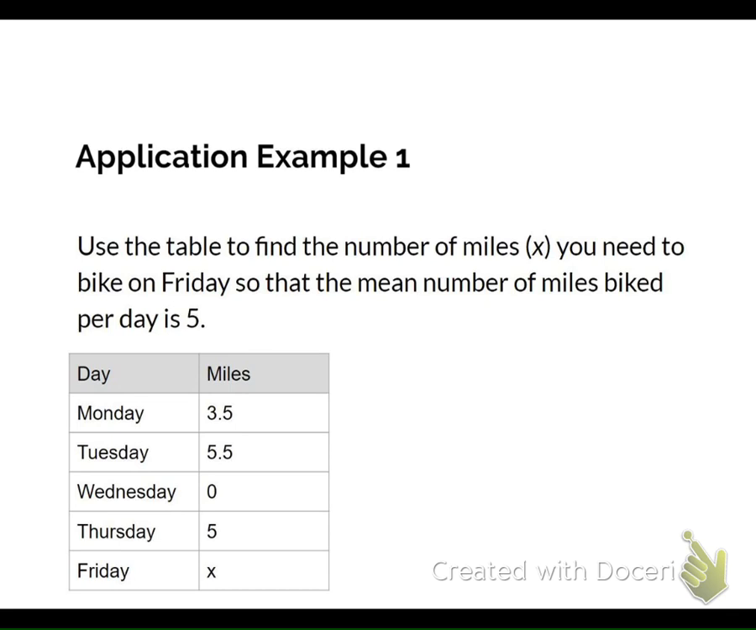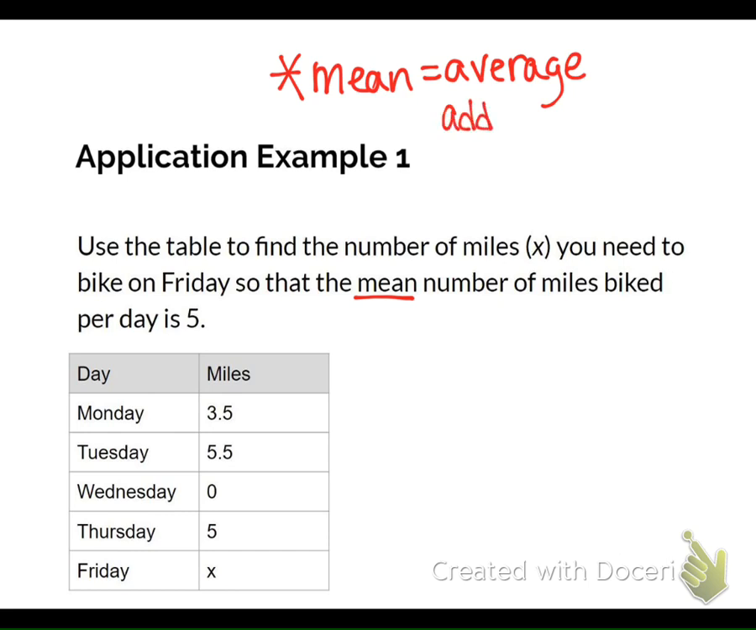It's important here that we understand the word mean. So if you need to make yourself a note, mean is the same as the average. To find the average, we add up all the numbers and divide by how many numbers there were. Add all numbers and then divide by how many numbers there were.